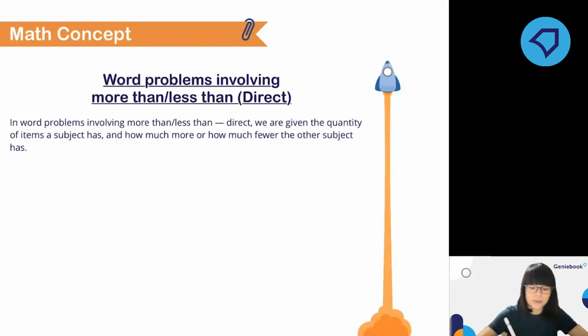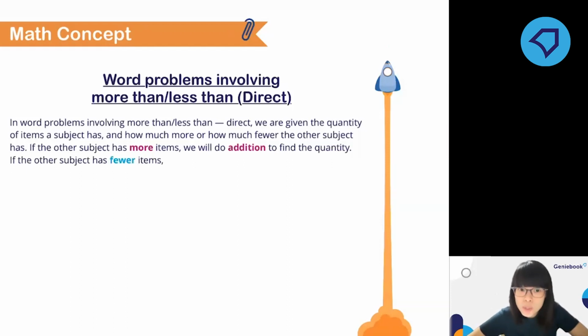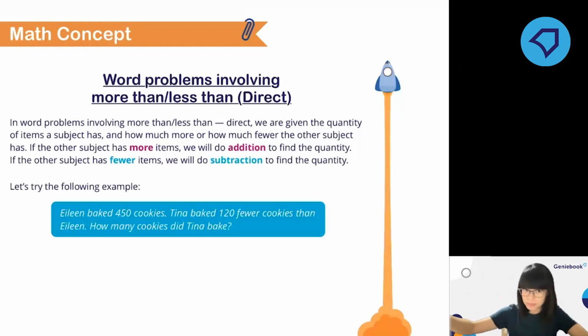Okay, so let's take a look over here. If the other subject has more items, we will do addition to find the quantity. But if the other subject has fewer items, we will do subtraction to find the quantity. So you're comparing with the other person. So let's try the following. Eileen baked 450 cookies. Tina baked 120 fewer cookies than Eileen. How many cookies did Tina bake?